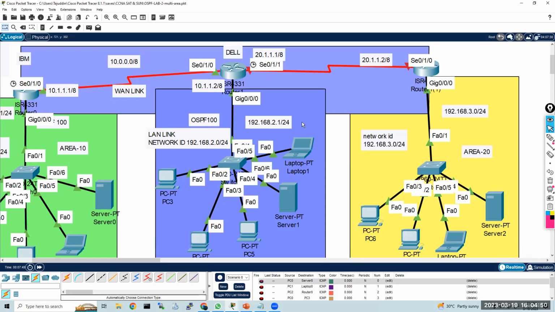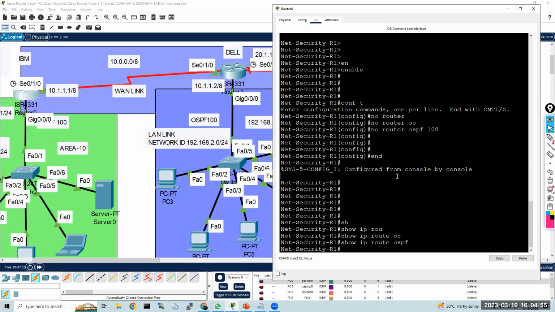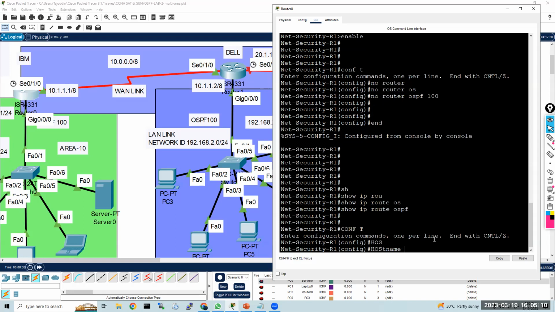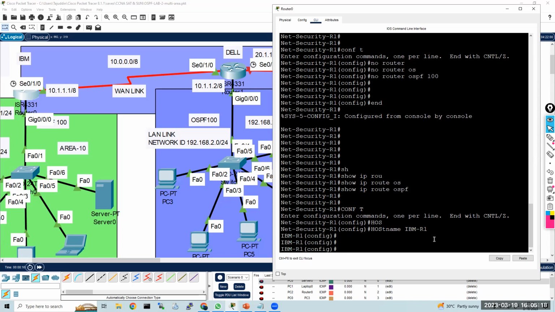Okay, so now let's start with the lab, your OSPF configuration. First, understand, guys, right now I'm in router 1, that is the IBM router. We can see, right? I am in the IBM router now. So let's change the host name also so that we can avoid confusion. I'll give capital IBM R1. Okay, so let's configure this.